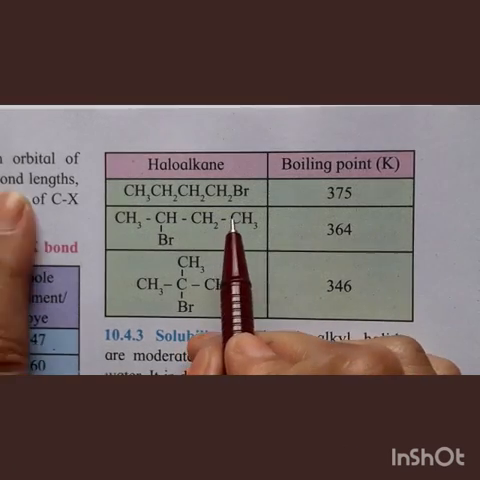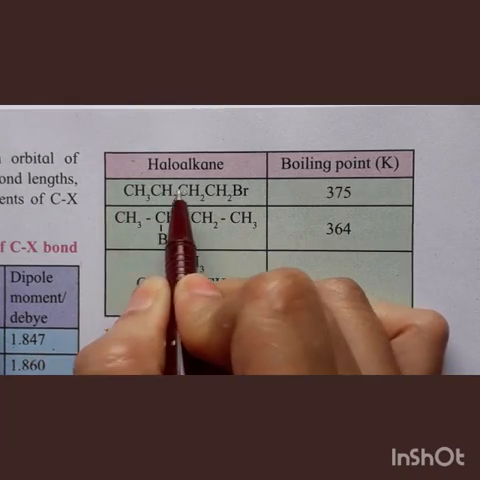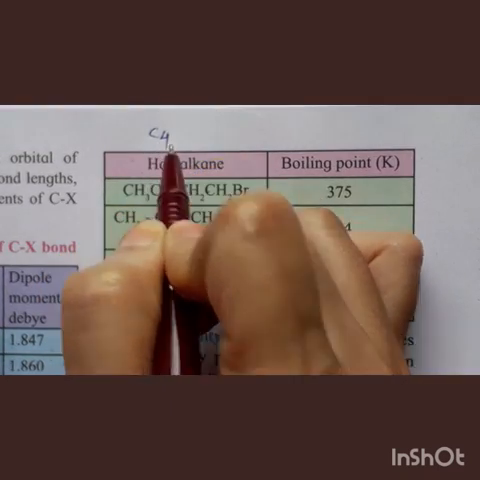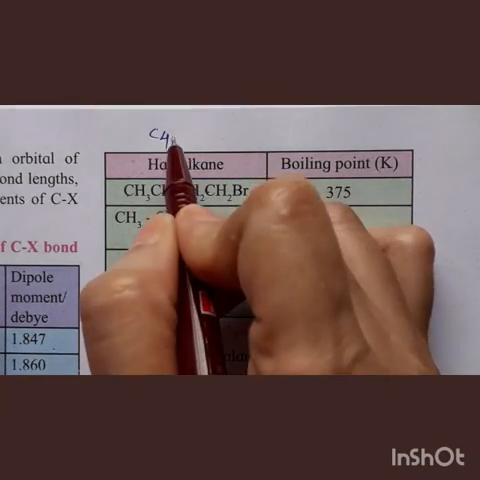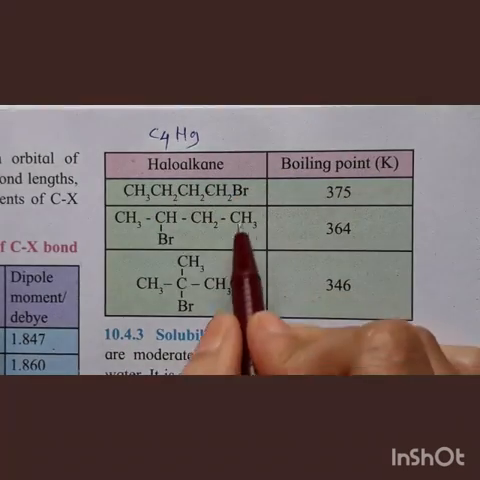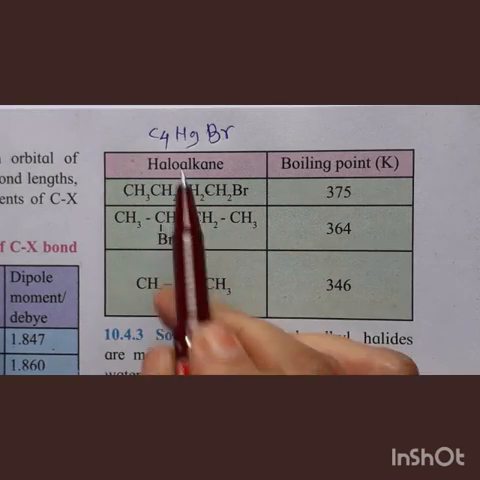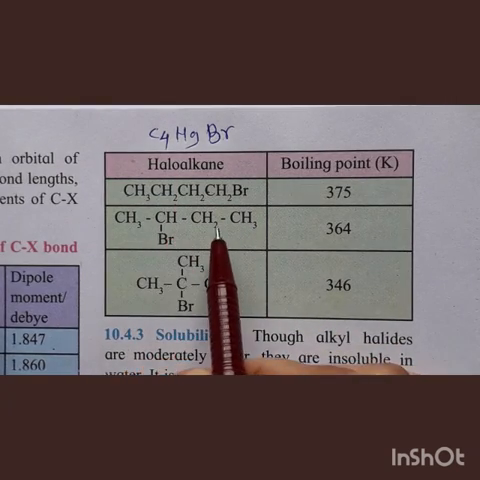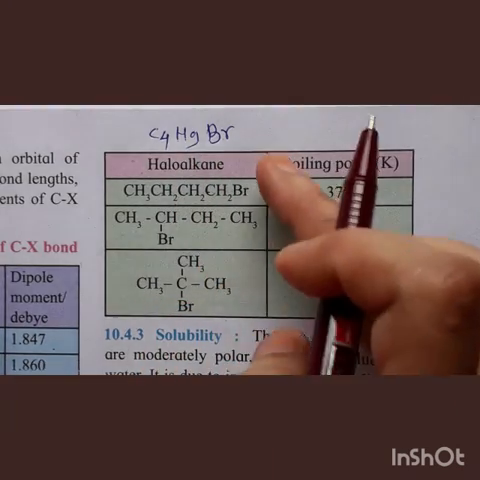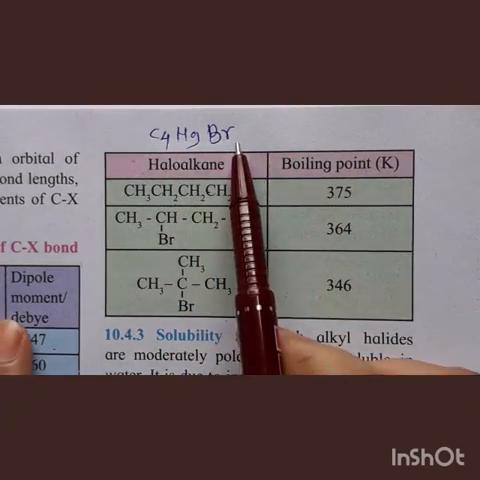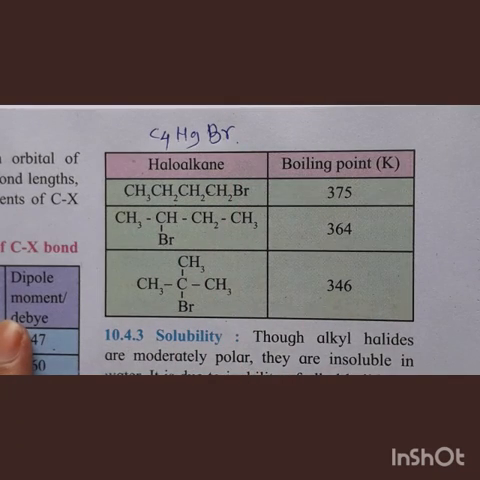So see here, these are isomers of each other. See the molecular formula, how many carbon atoms? 1, 2, 3, 4 carbon atoms. That means C4. How many hydrogens? 3 plus 2, 5. 5 plus 2, 7. 7 plus 2, 9. That means H9. And halogen is the same everywhere, that is bromine. Here also you can see 1, 2, 3, 4 carbon atoms. Then 3 plus 1, 4. 4 plus 2, 6. 6 plus 3, 9. Means hydrogens are 9 and bromine is there. So in all 3 compounds, molecular formula is the same but their arrangement is different. Understand? And that's why they are isomers of each other.